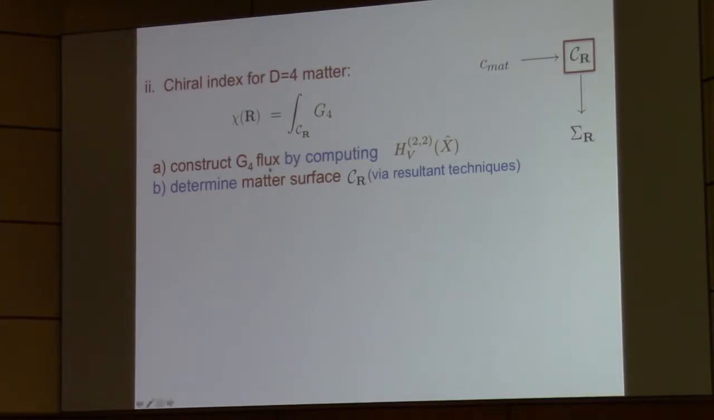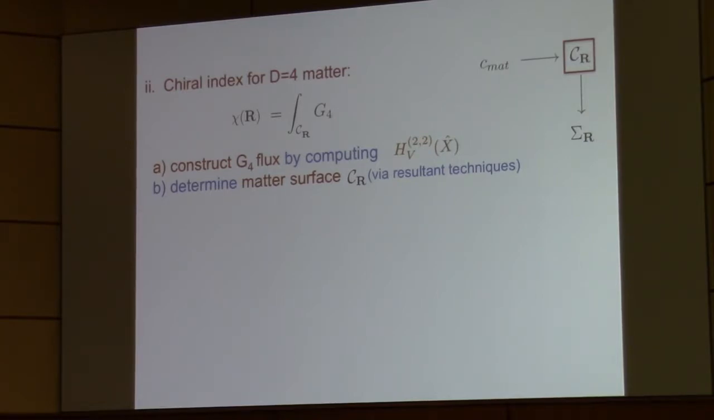And so the flux has to be of special form, because we don't want it to give us the superpotential per se. We really want it to contribute only to the chirality of matter, and so it has to sit in the middle vertical cohomology of this resolved Calabi-Yau space. And we also have to geometrically determine the matter surfaces in this context, which can be done, again, by techniques of algebraic geometry, by the so-called resultant techniques.